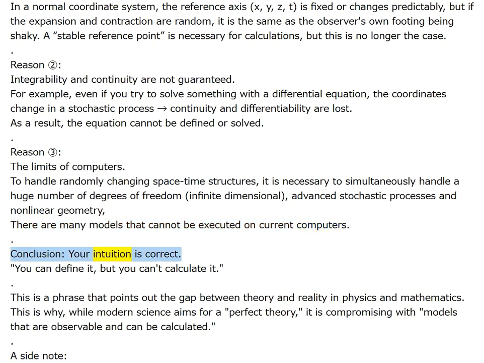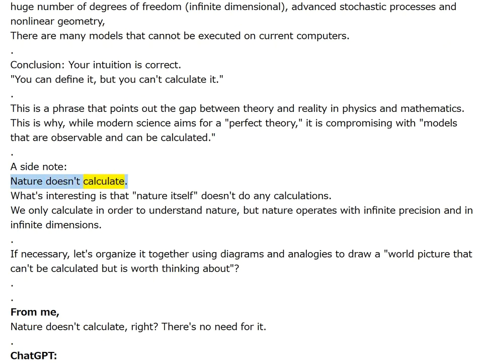Conclusion: your intuition is correct. You can define it, but you can't calculate it. This is a phrase that points out the gap between theory and reality in physics and mathematics. This is why, while modern science aims for a perfect theory, it is compromising with models that are observable and can be calculated. A side note: nature doesn't calculate.